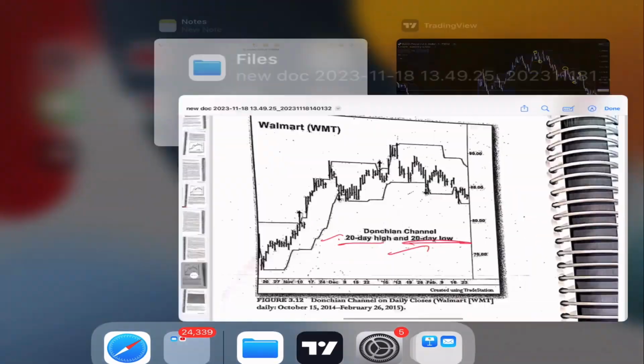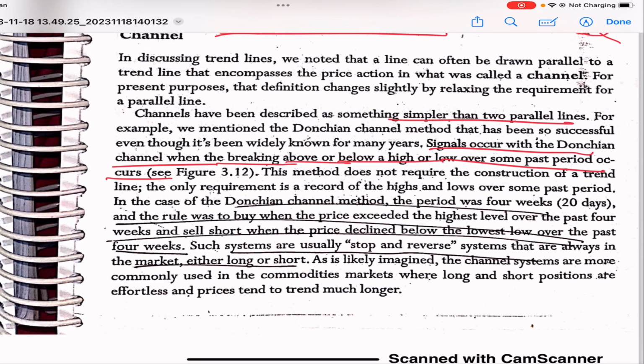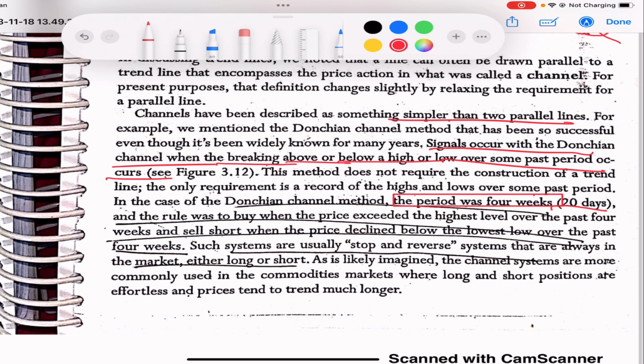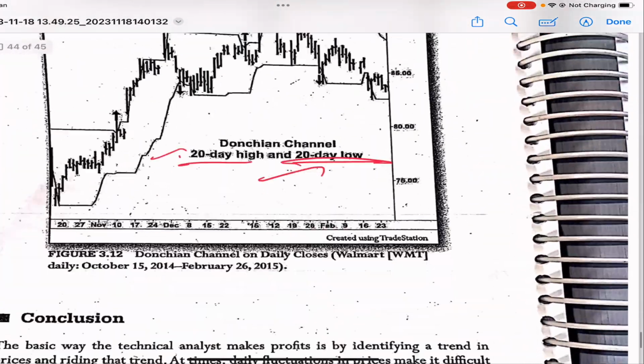It's not loading. Anyway, I'll just show it to you through the example then. So the Donchian channel is basically taken using a period of 4 weeks or 20 days. Whenever your price exceeds the high of the previous 4 weeks, you're supposed to buy. Whenever the price exceeds the low of the previous 4 weeks, then you are going to sell. That is how the Donchian channel is basically used.